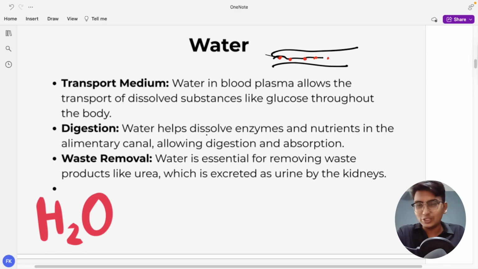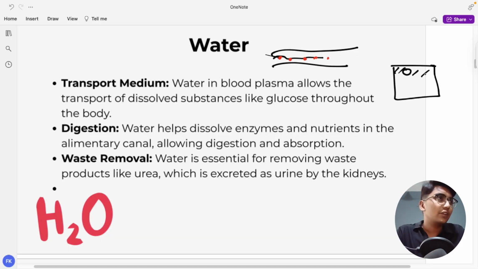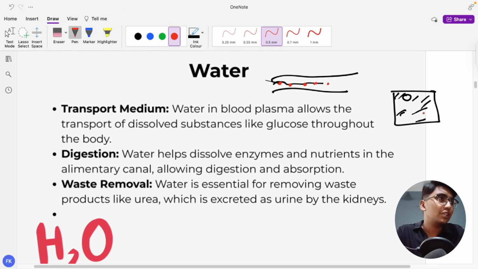Water helps to dissolve enzymes, right? Enzymes have to be dissolved. For example, this is water, and these are the substrates for the enzyme, right? The enzyme cannot just move like this; it has to move from over here to here. So when the enzyme and nutrients are dissolved in water, the enzyme can travel and break down the substrate, right?